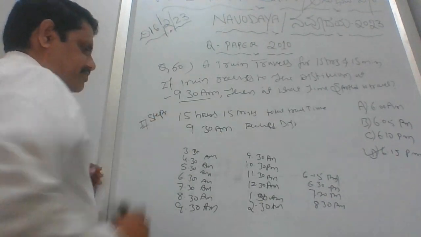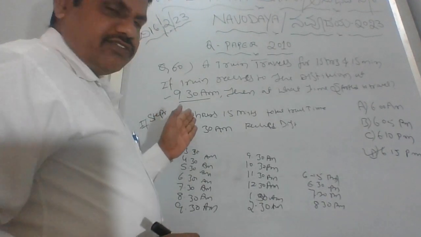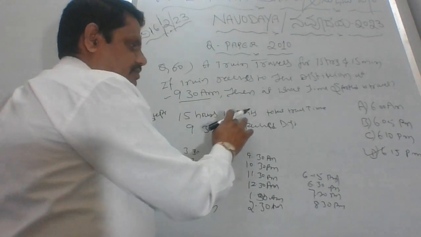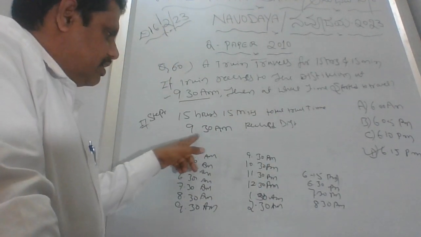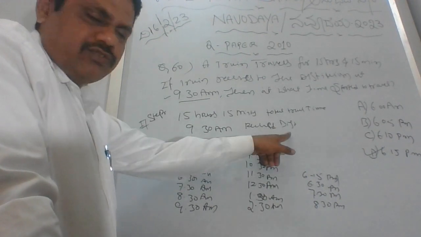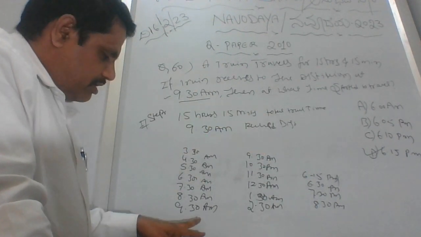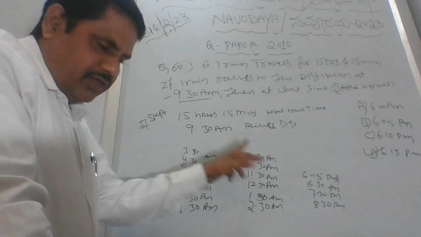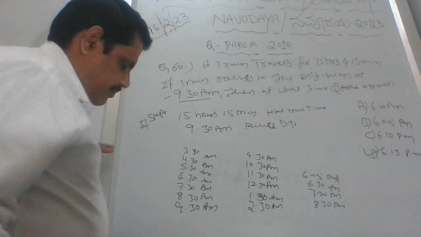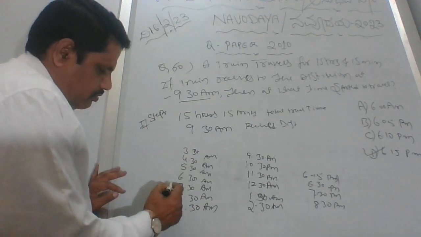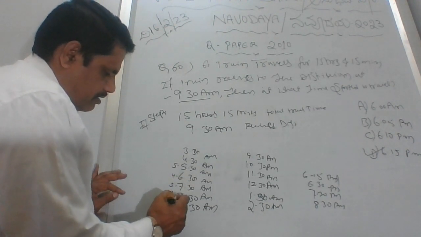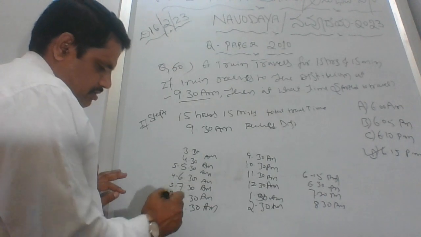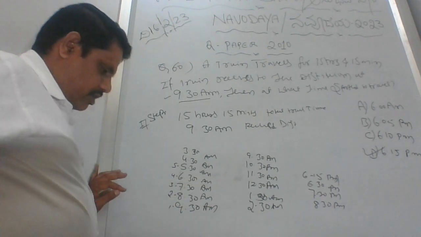What condition says: 15 hours 15 minutes is the total time, that is the traveling time. At 9:30 a.m. they have reached the destination. Okay, here we have reached. I am coming with the cross calculation now. 1, 2, 3, 4, 5, 1 hour. Oh, wrong.